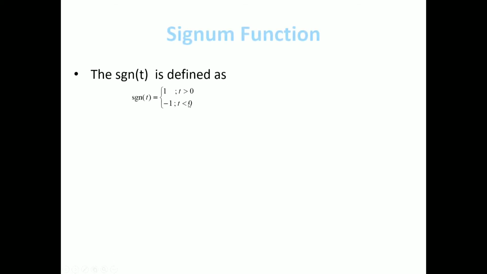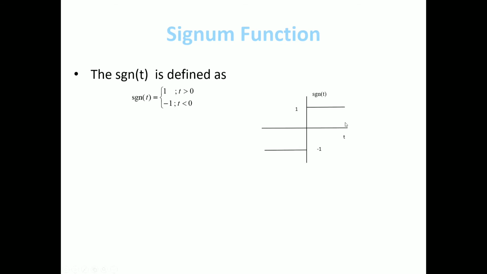Coming to the signum function. The signum function is another function which can be derived from the unit step signal by using some mathematical operations. We are going to discuss the different mathematical operations carried out on signals maybe in the next video. So signum of t is defined as 1 for t greater than 0 and equal to minus 1 for t less than 0.